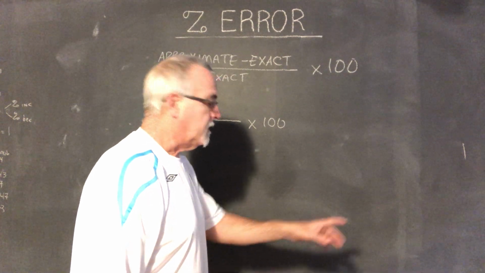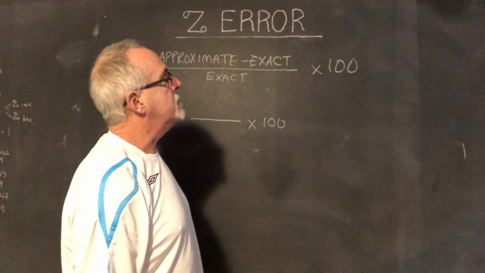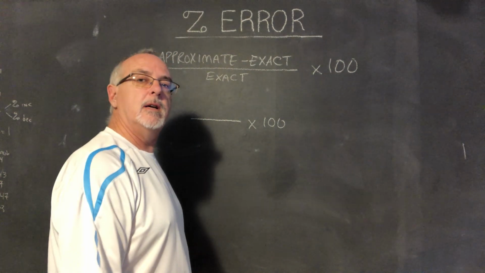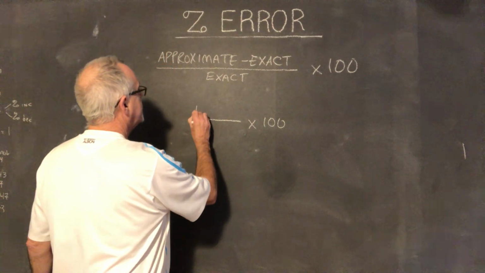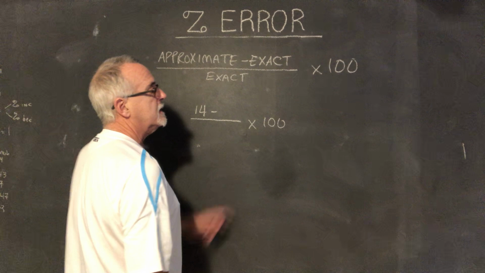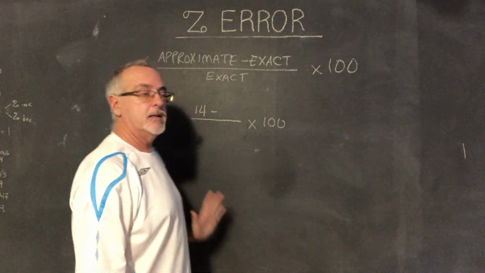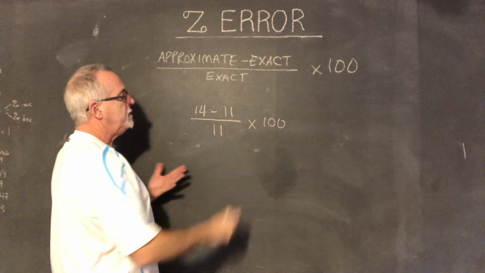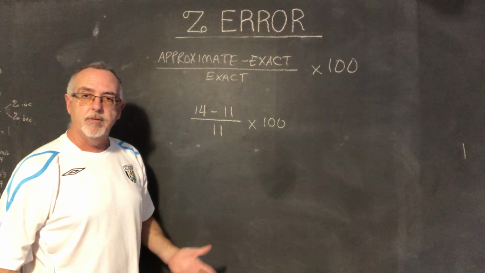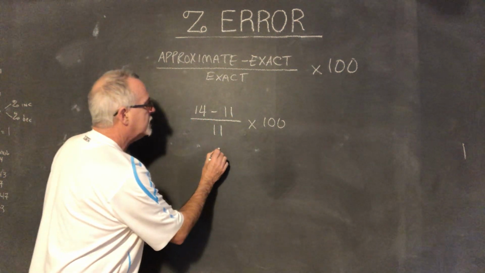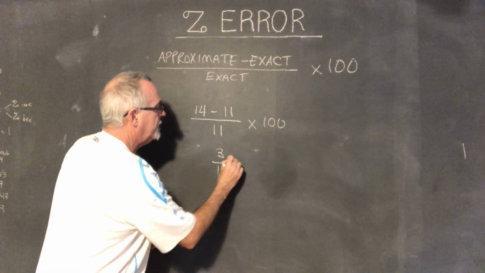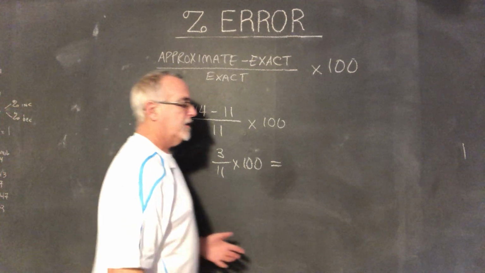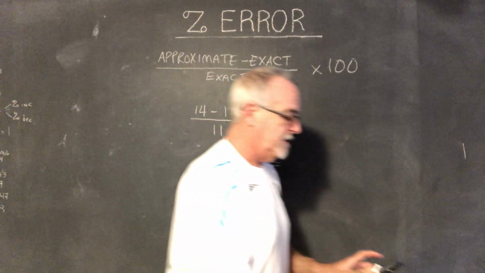That's the purple. They're also pink, so I have to be careful not to choose the wrong number. Okay, so I see a guess of 14. And I know the exact because I have it written down over there, and the exact is 11. So we have 14 minus 11 over 11. 14 minus 11, of course, gives the positive answer, which is 3. We have 3 over 11 times 100. This is starting to go very quickly, isn't it? 3 divided by 11.